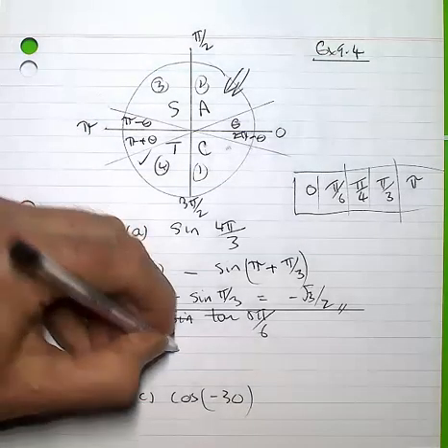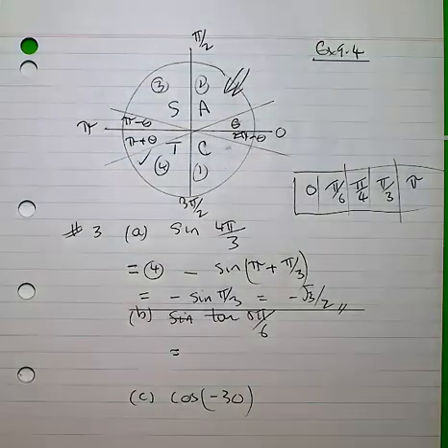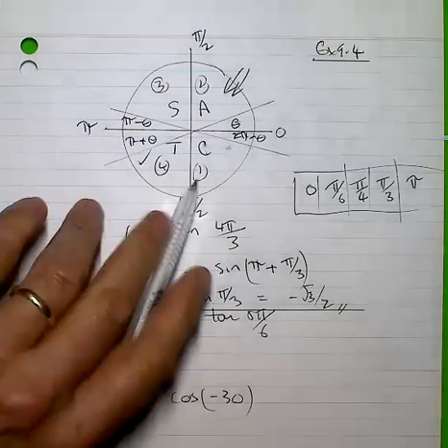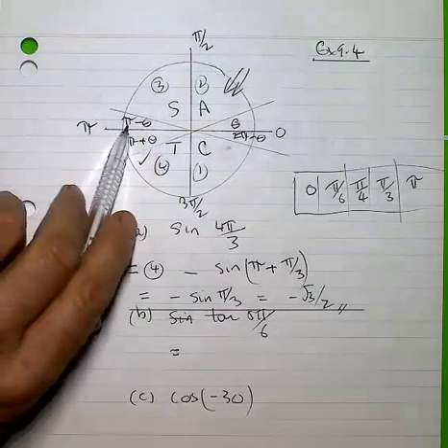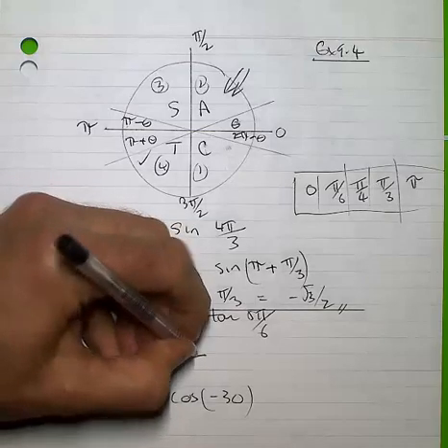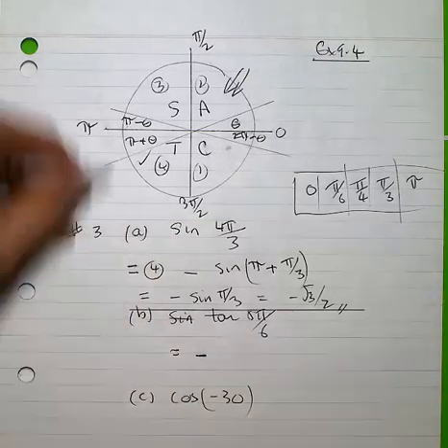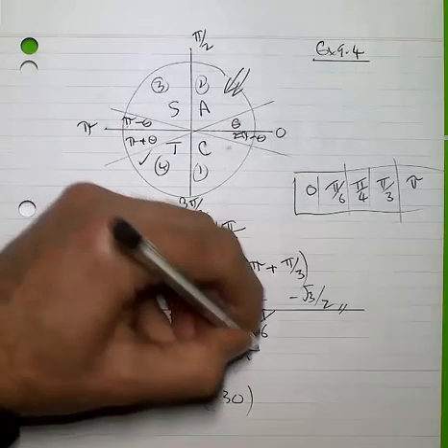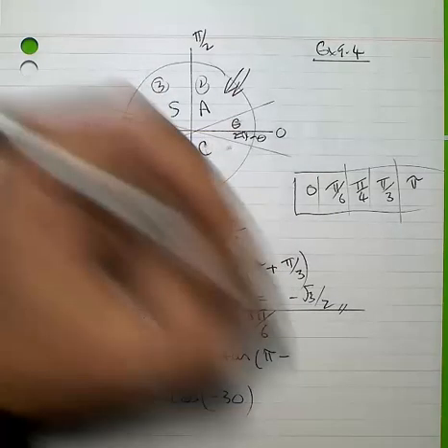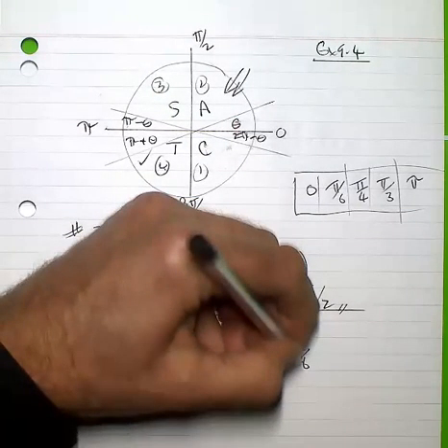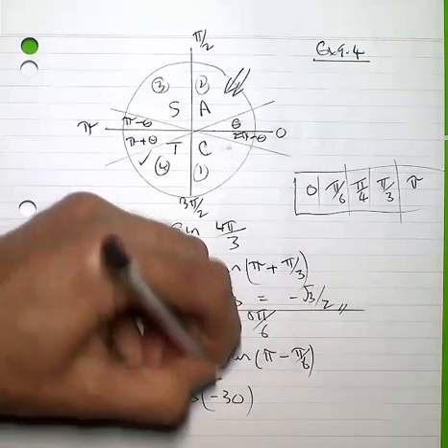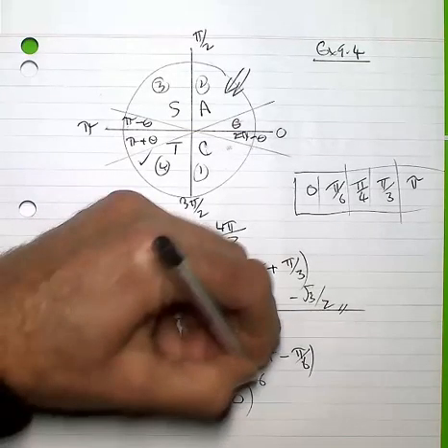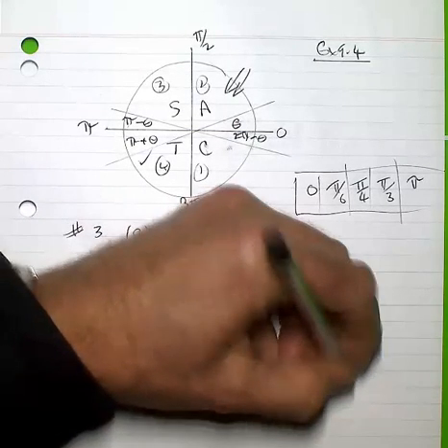In the next one, tan 5 pi over 6. Now that puts me into the second quadrant, and tan is negative in that quadrant, and that's tan of pi minus pi on 6, or the negative of tan pi over 6, which is root 3 over 3.